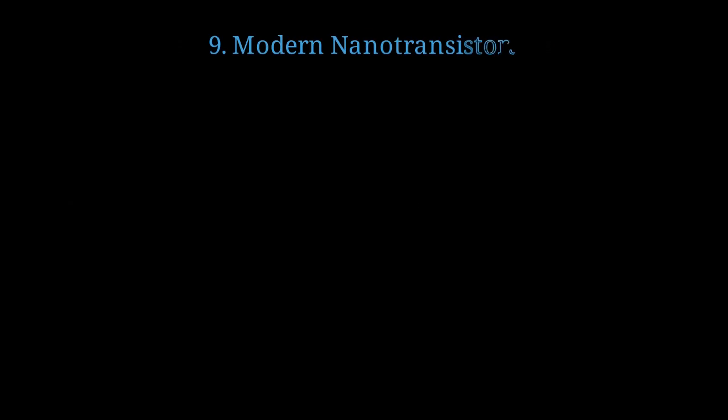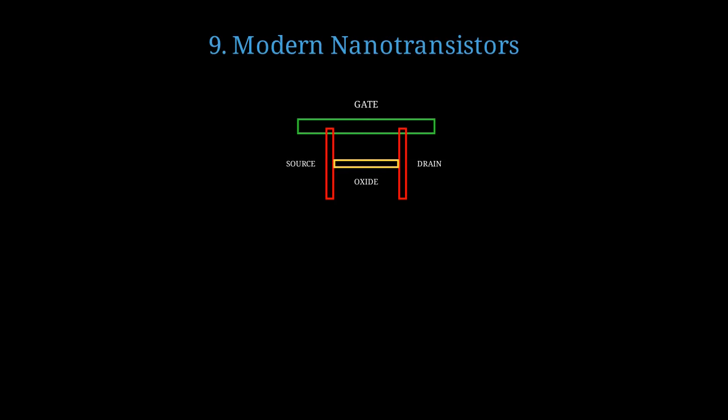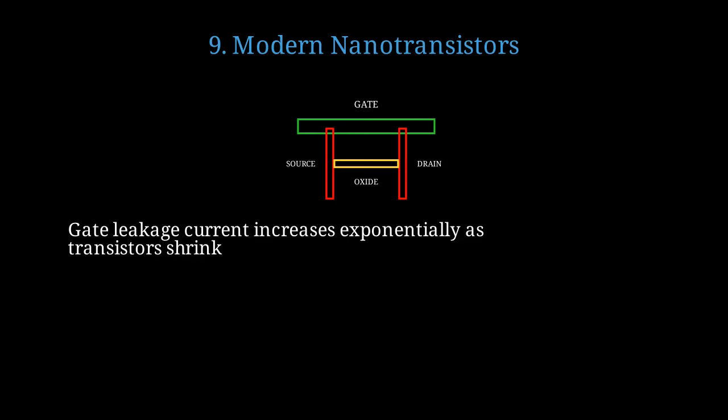Quantum tunneling presents both opportunities and challenges in modern nanotransistors. Modern transistors have gate oxide layers less than 1 nanometer thick. At this scale, quantum tunneling becomes unavoidable and electrons leak through the gate. As transistors shrink below 20 nanometers, gate leakage current due to tunneling increases exponentially, wasting power even when the transistor is supposed to be off. Leakage current is proportional to e to the negative alpha times oxide thickness. This is the same exponential relationship we saw earlier.